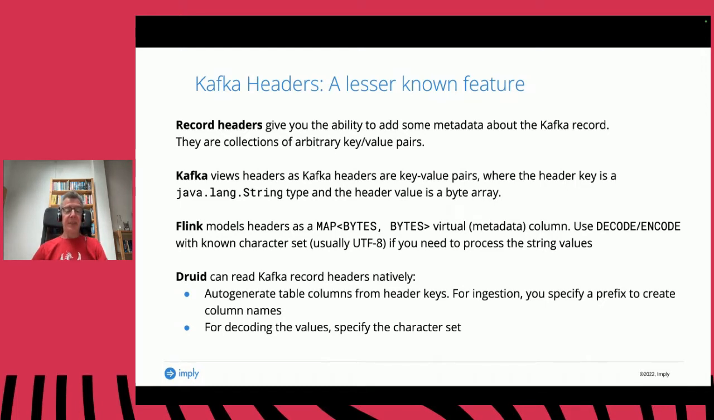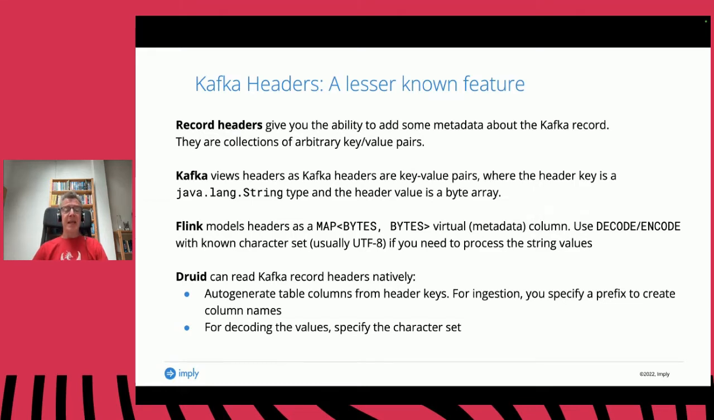So in Kafka, you have headers, key and value pairs. In Flink, you would introduce these to your table schema. You add these as metadata columns to your table schema. It would be a map of bytes to bytes. And if you really want to do some processing on top of this data in Flink, you have to decode your bytes. So you have to use decode and encode functions.